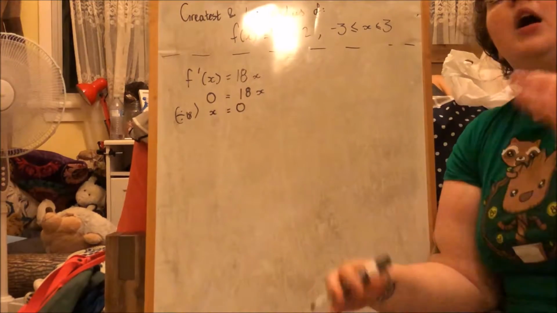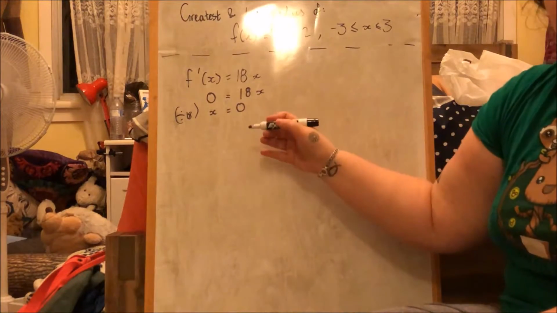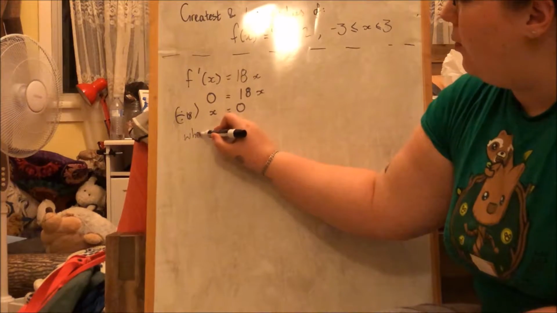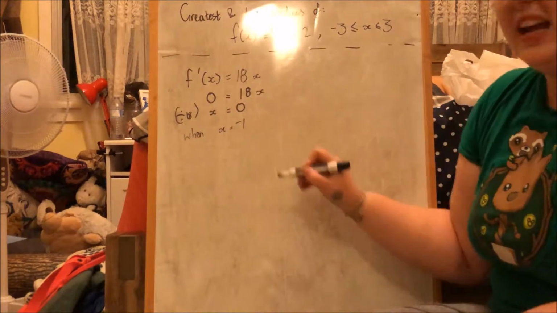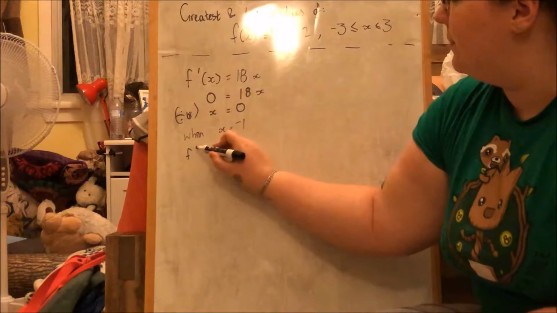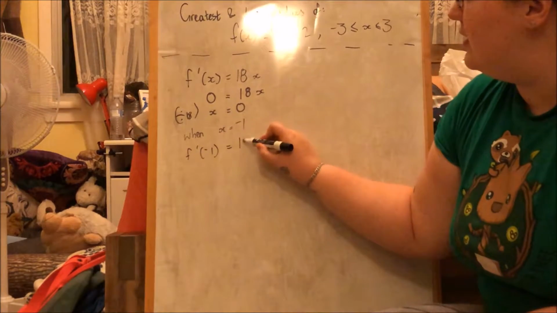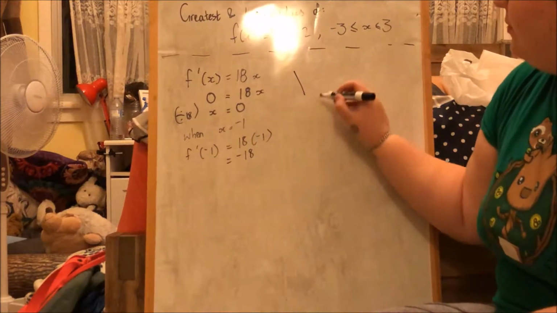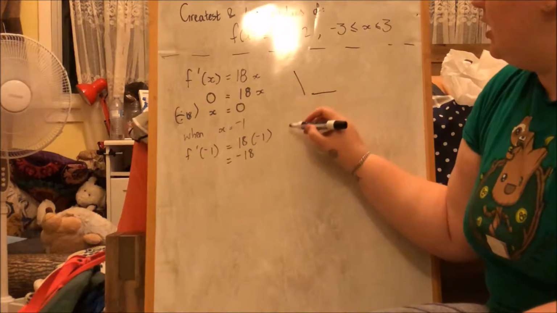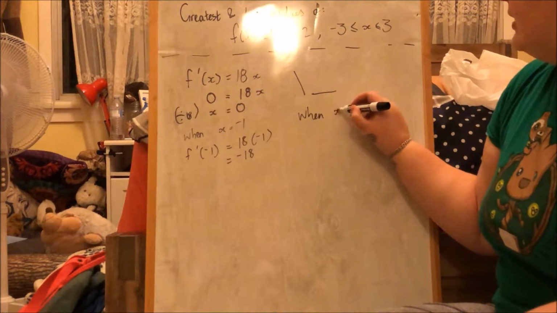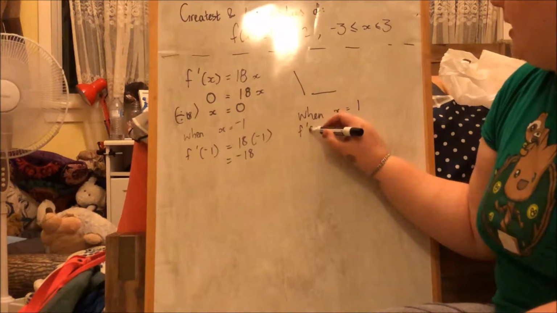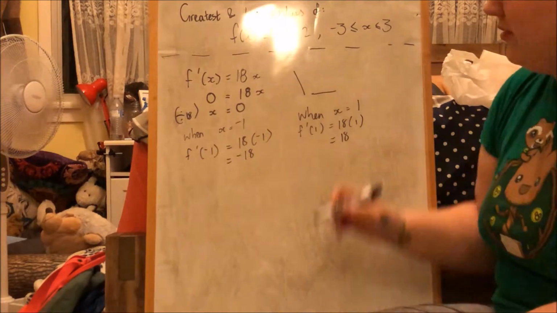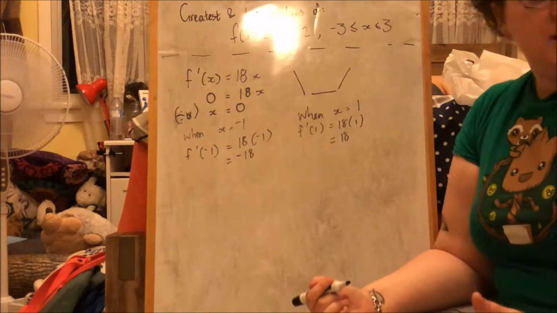So that is either a maximum or a minimum at x equals 0. Remember then, we have to take points either side. So when x equals -1, f dash -1 is equal to 18 times -1 is equal to -18, so that's down. So this is probably going to be a minimum point. When x equals +1, f dash 1 equals 18 times 1 equals 18. Oh, who'd have thought? That goes up. This is a minimum point.